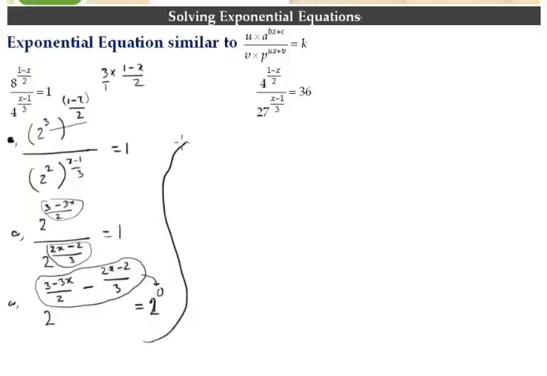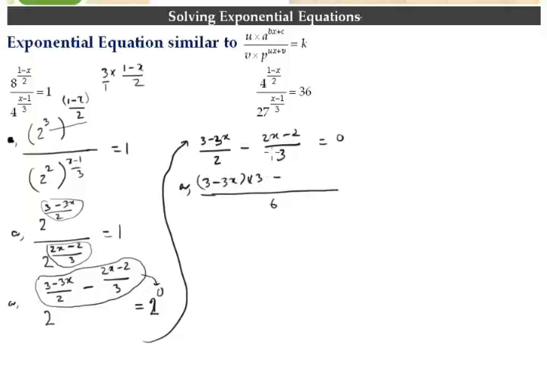So if we take this calculation here, we will get (3 minus 3x) division 2 minus (2x minus 2) division 3 equals 0. If we take a common denominator, 2 times 3 is 6. So 3 will be multiplied with (3 minus 3x), and 2 will be multiplied with (2x minus 2), equals 0. If we take this denominator, it will become 0.